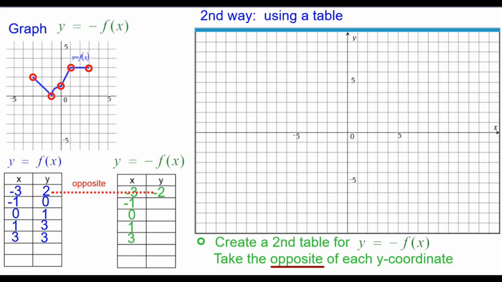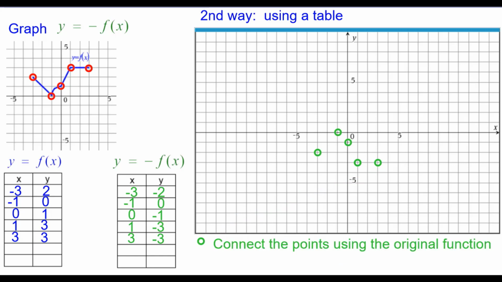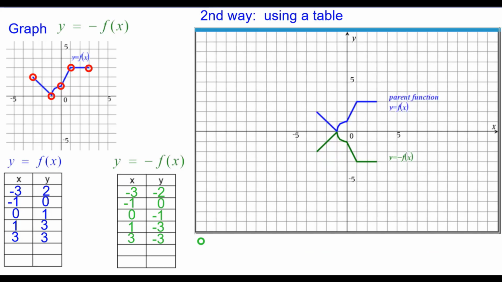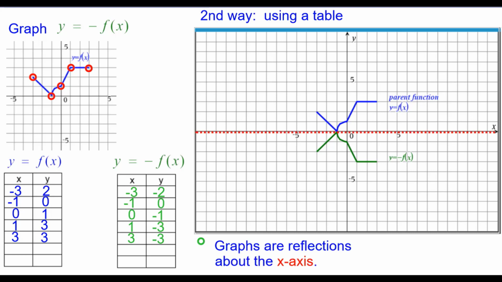So negative 3, 2 will go negative 3, comma negative 2, and I'll plot that one. Negative 1, 0 stays the same. This one goes to 0, negative 1, 1, negative 3, and 3, negative 3. And now connect the points using the original function, again using straight lines and arcs where I need to. There's the graph of y equals the opposite of f of x. And as I did before, we'll compare it to the parent function and see that they are symmetric, or reflections about the x-axis.